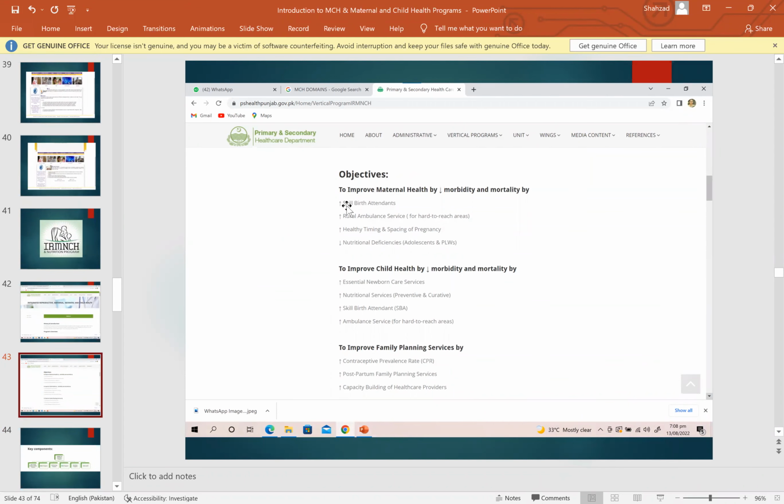Its objectives are basically to improve maternal health by decreasing morbidity and mortality by increasing skilled birth attendants, increasing rural ambulance services from hard to reach areas, increasing healthy timing and spacing of pregnancy, and decreasing nutritional deficiencies; and to improve child health by decreasing morbidity and mortality by increasing essential newborn care services, increasing nutrition services, preventive and curative, increasing skilled birth attendants, and increasing ambulance services. To improve family planning services by increasing contraceptive prevalence rate, increasing postpartum family planning services, and increasing capacity building of healthcare providers.